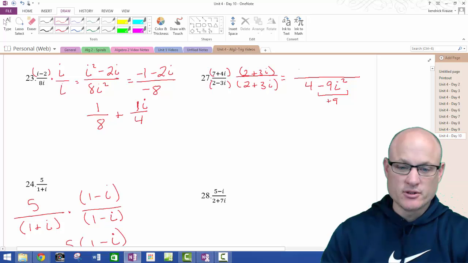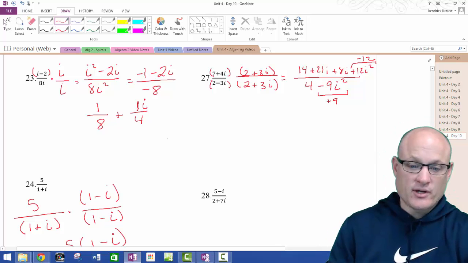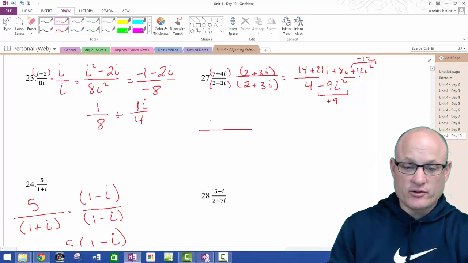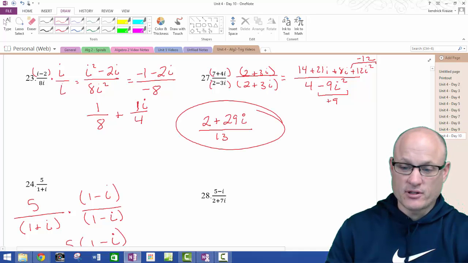Numerator, I got some more work to do. 7 times 2 is 14. 7 times 3i is plus 21i plus 8i plus 12i squared. Well, plus 12i squared is really minus 12. So I get 14 minus 12, which is 2, plus 29i all over 13. Just leave it like that. That's fine. We're done for that.